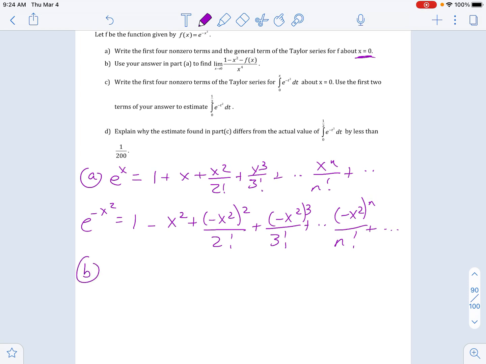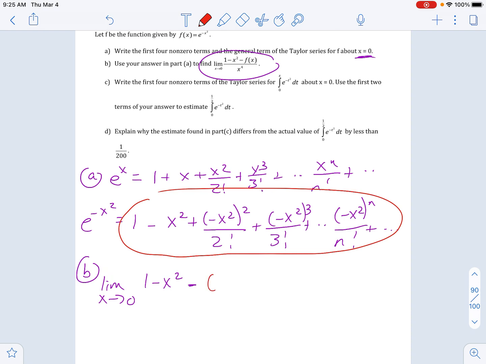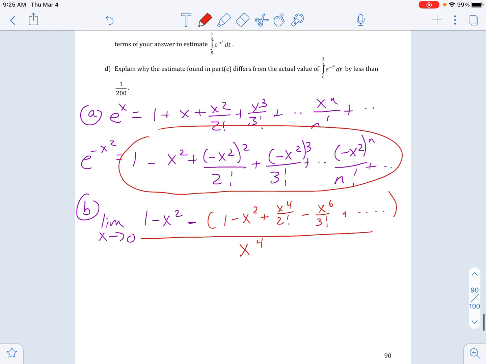Okay, part B. Use your answer from part A to find the limit. Anytime we have a limit problem, step one is let's do a direct substitution. So I have 1 minus x squared, and then we want to subtract off all of f of x. So f of x is what we came up with here. I'm going to just clean this up a little bit. So this is really plus x to the 4th over 2 factorial minus x to the 6th over 3 factorial. And it goes on forever, right? We are writing all the terms. I just wrote the first couple. You'll notice that something will happen. So this is what I'm trying to figure out. Now, if you plug in 0 right away, you're going to get 0 over 0, so we can't have that.